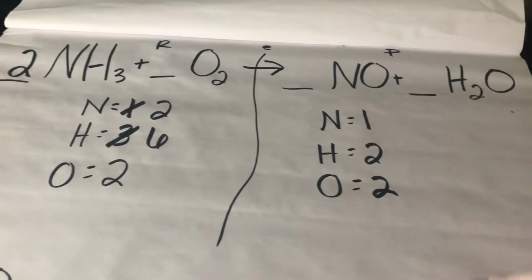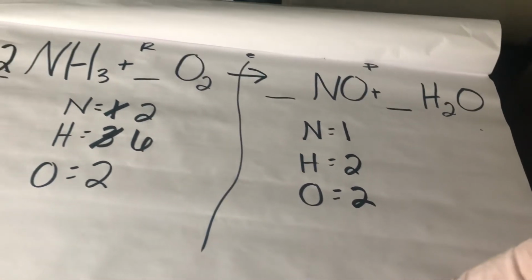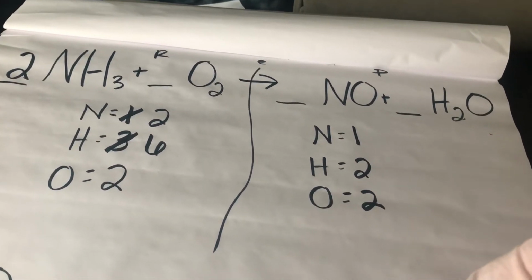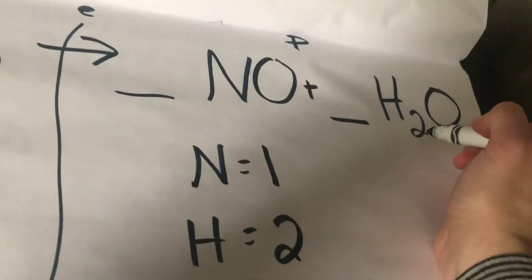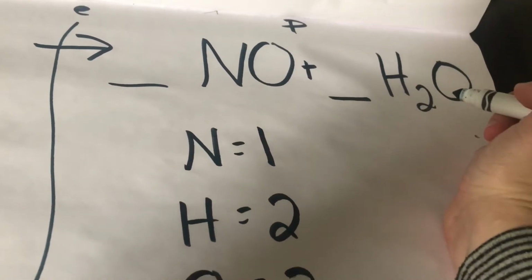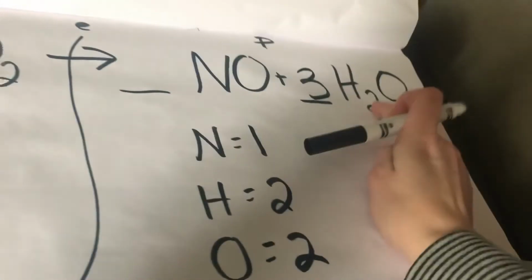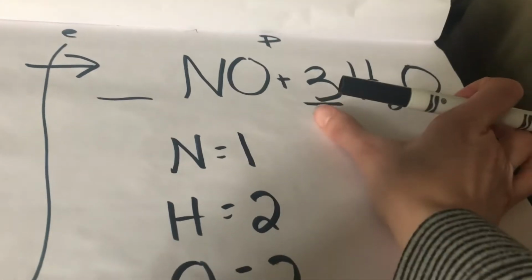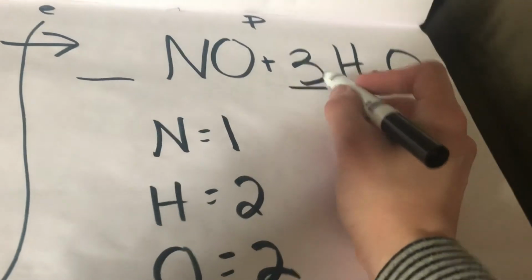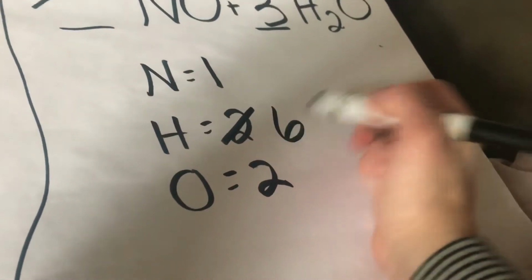So now I can scoot over here and I need to get my hydrogens balanced. I have 2, so I'm going to need 6. So 2 times what is going to give me 6? It is 3. So I'm going to put a 3 here. Remember, we cannot change the little numbers at all. We can only change the coefficients, or big numbers. And this means we have 3 of this whole thing. So it affects the hydrogens, 3 times 2, which is going to give us 6.